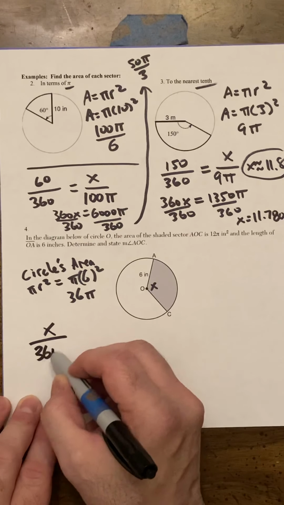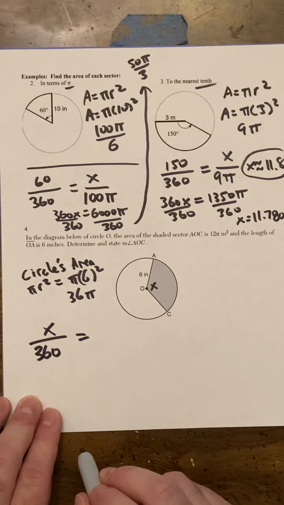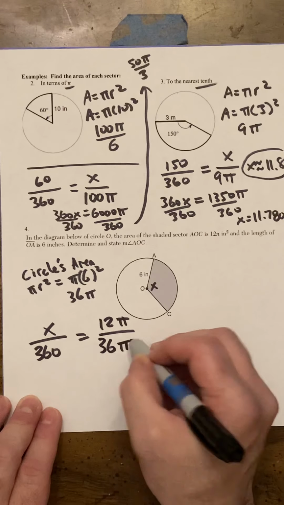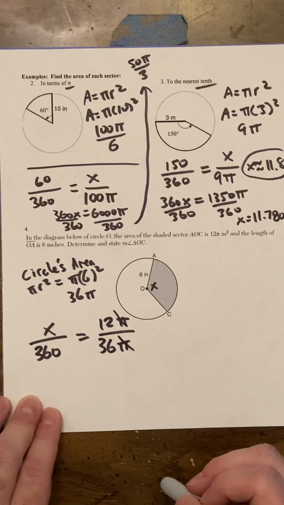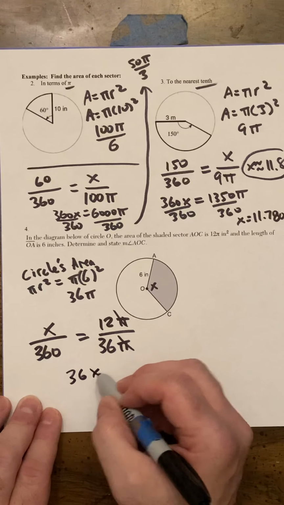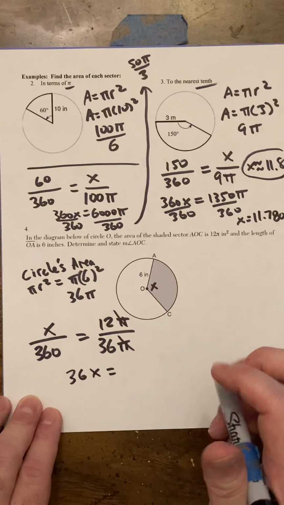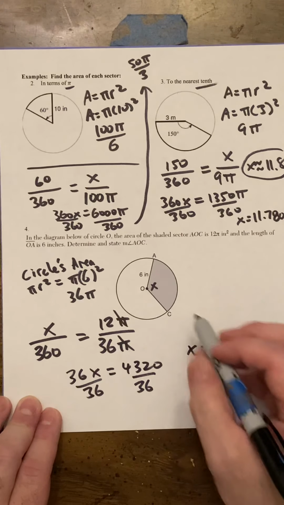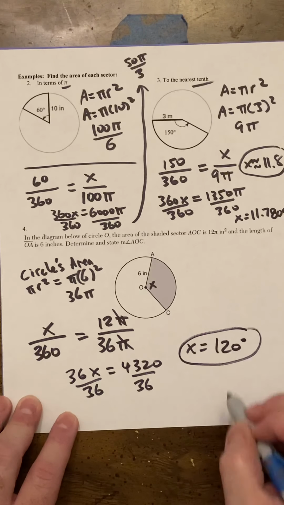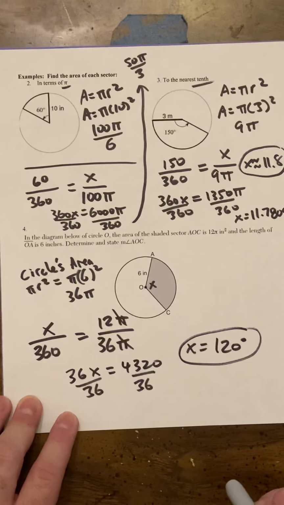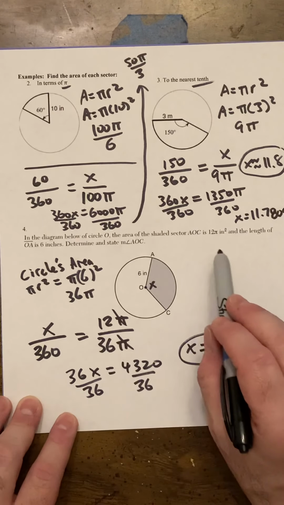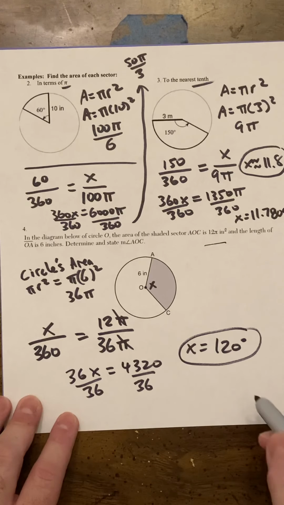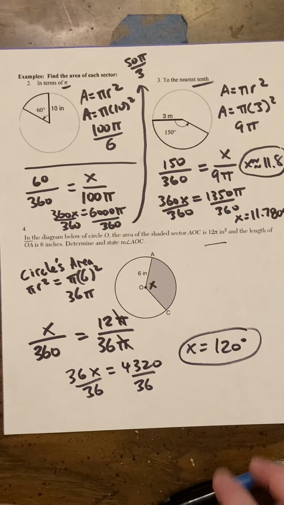Central angle over 360. Again, the central angle is what we're missing this time. We have the sector area, and we've just learned the area of the circle. We can divide out these pi's, cross multiply, 36x equals 4,320. And we get that central angle is 120 degrees. Does that surprise you? 120 is 1/3 of 360. We knew that this area, 12 pi, was 1/3 of 36 pi. So the angle measure should be 120 degrees. It was nice that it coincided. All right, you should be able to work on your homework now.